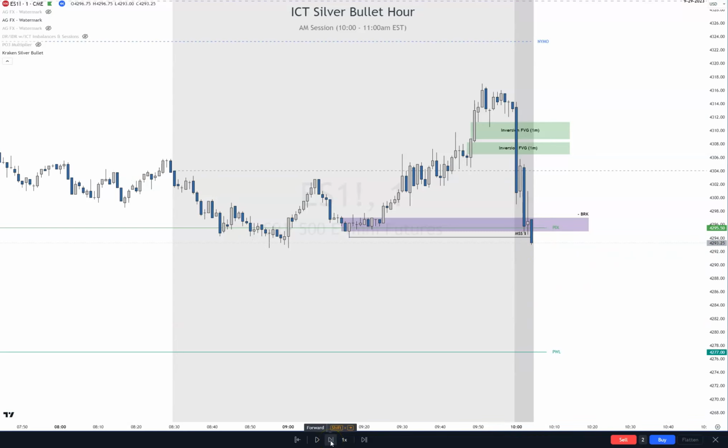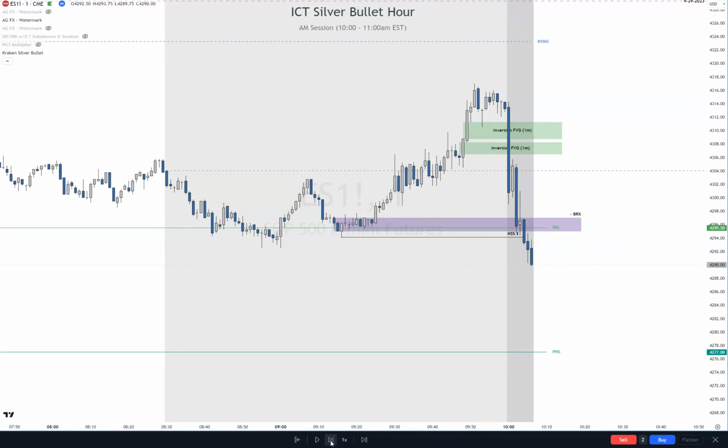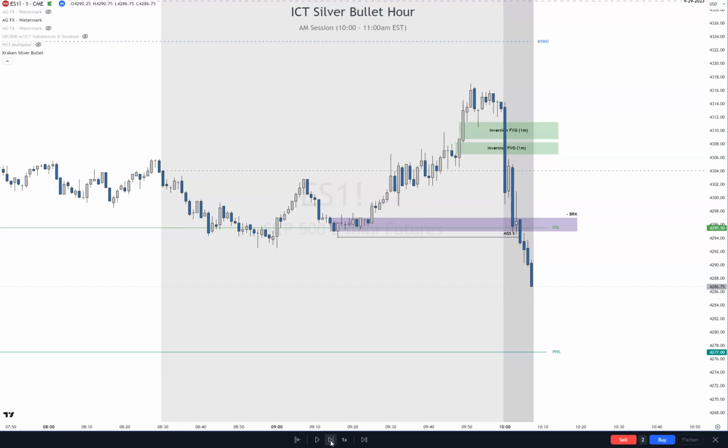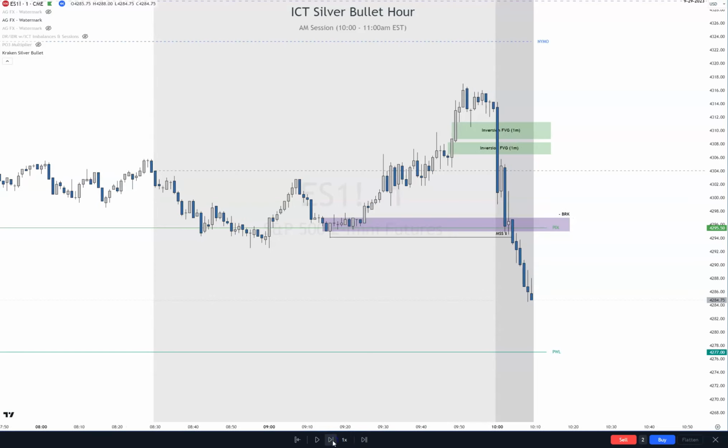So let's see what happens here. Didn't quite hit it right there. I don't want it to go too far down here, but if it hits the previous week, it violates my trade. It voids my trade. So a pullback now would be great.